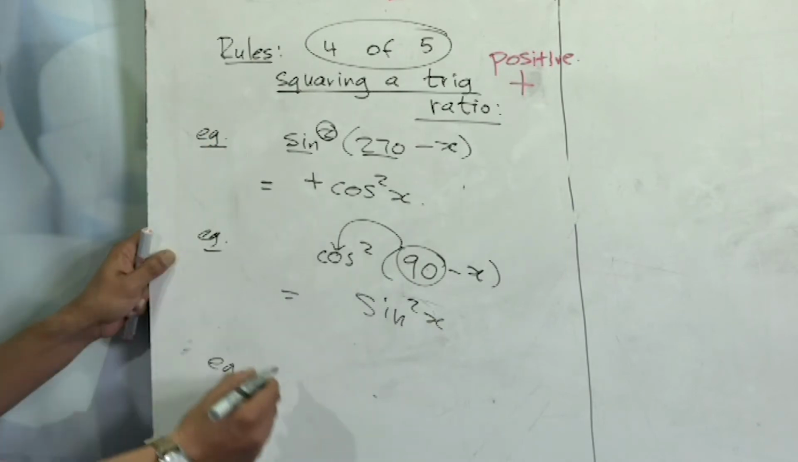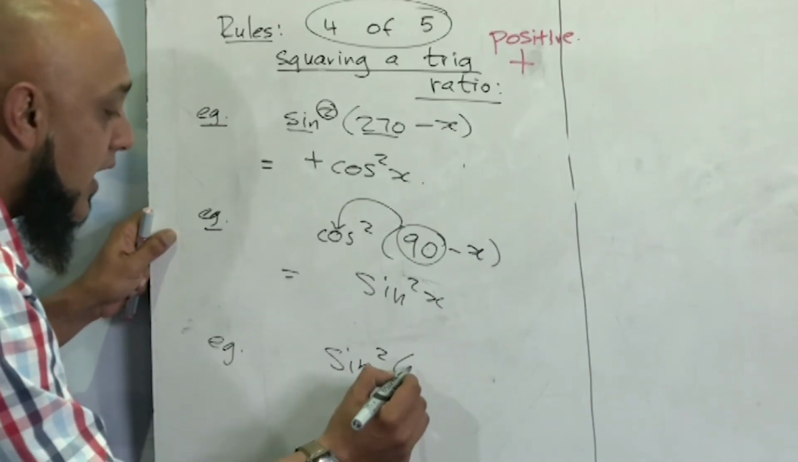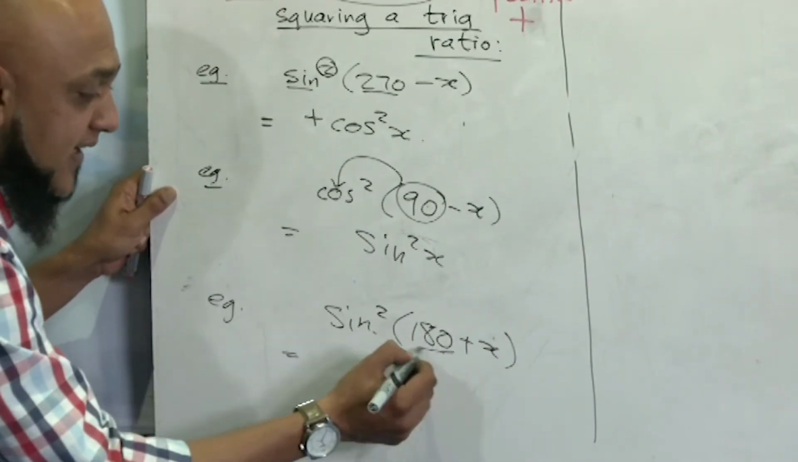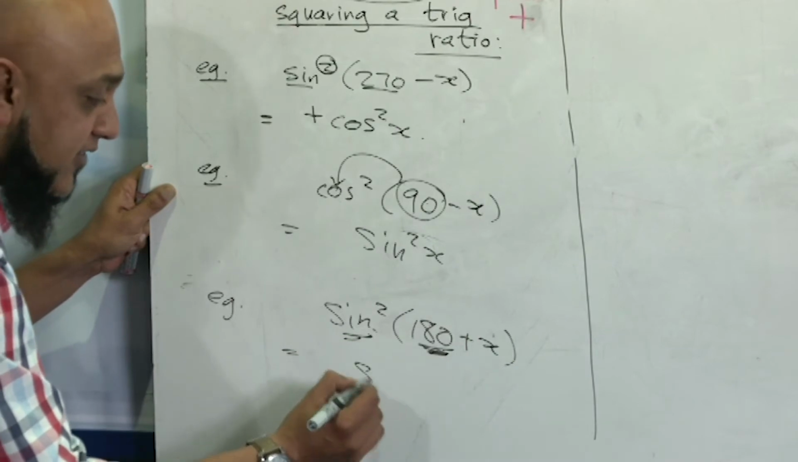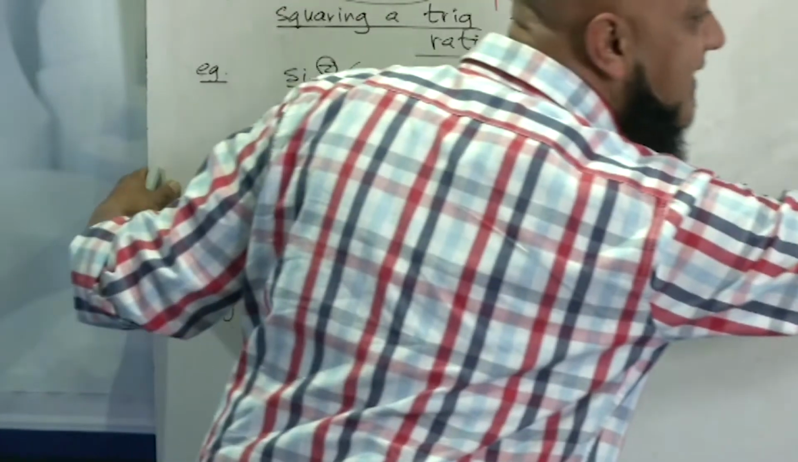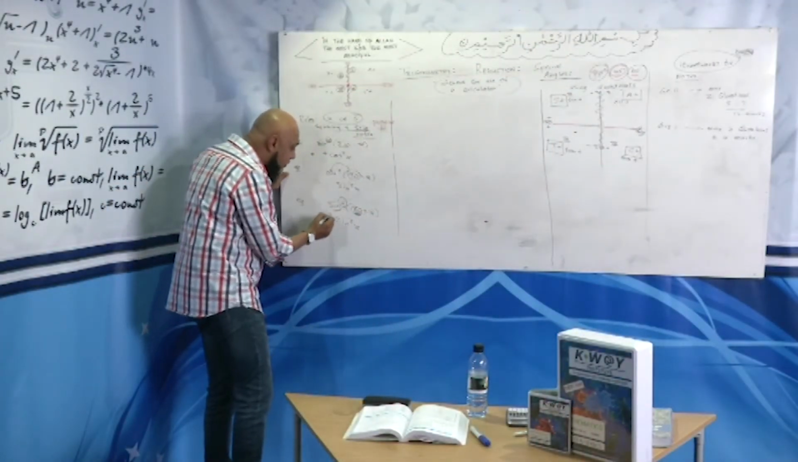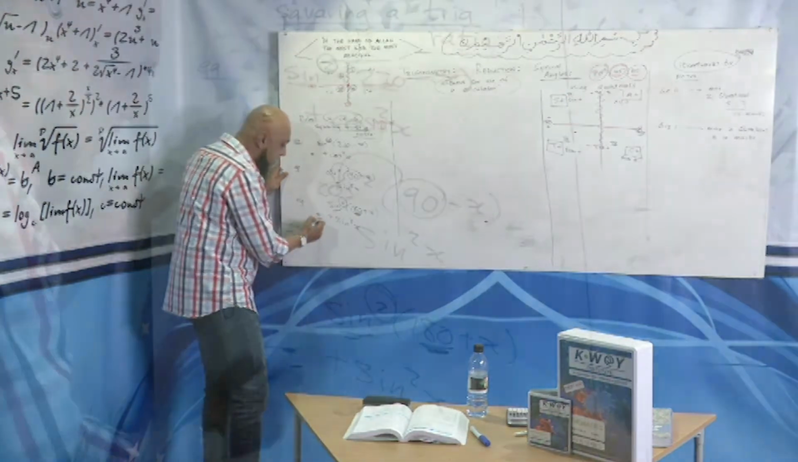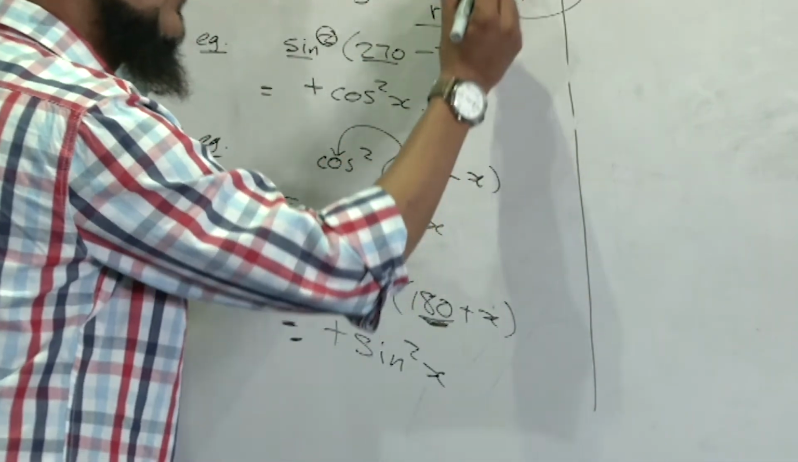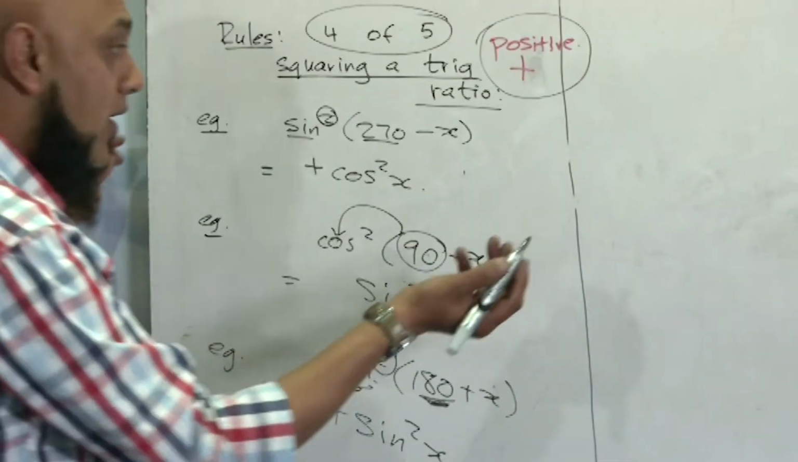Let's take one more example. I tell you sine squared 180 plus x. For 180, the name stays. So that will become sine squared x. We know that 180 plus is in this quadrant here, but do I need to check the quadrant? No. Anything squared is always positive. And there we go. We know squaring a trig ratio, the answer will always be positive.